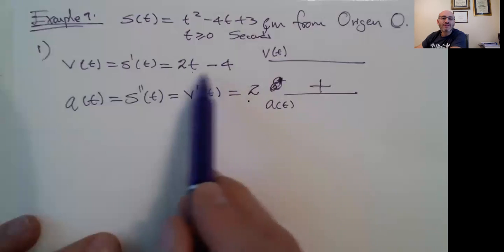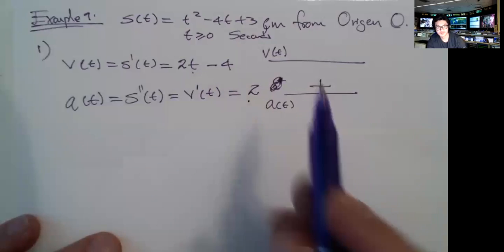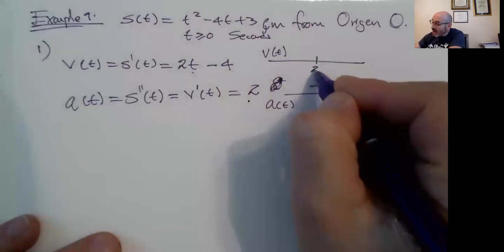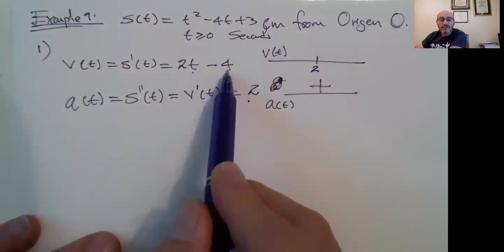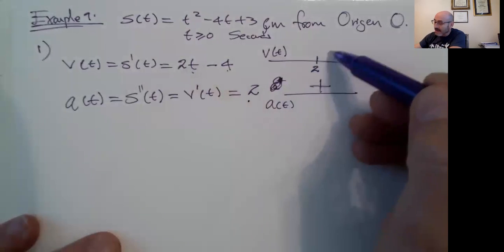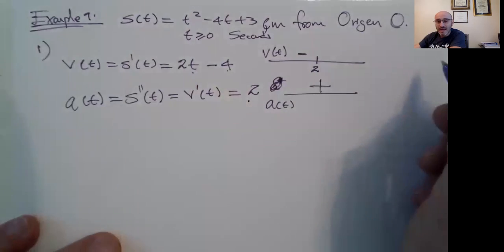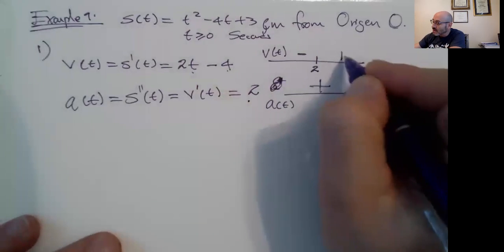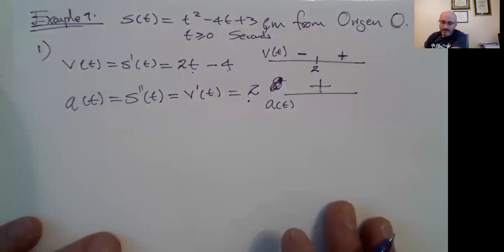When will the velocity be 0? What makes this 0? What value? 2. 2, right? So the velocity is 0 at 2. And if you look at this, this is a line with a positive slope. So that line will cross like that, which implies that before 2, the velocity is negative, and after 2, the velocity is what? Positive, right? While the acceleration is always positive.